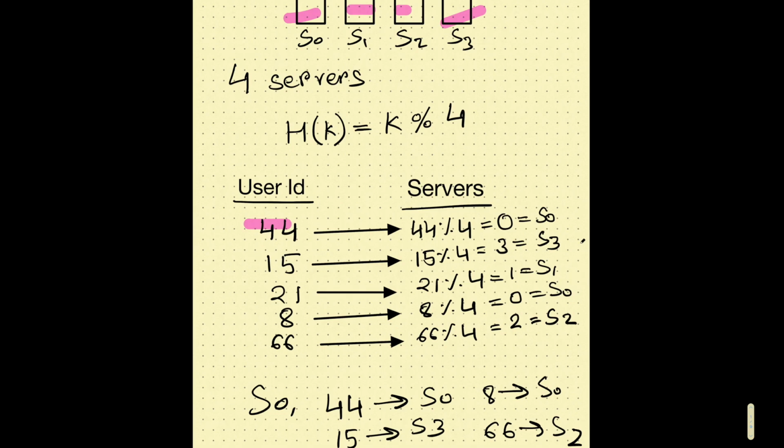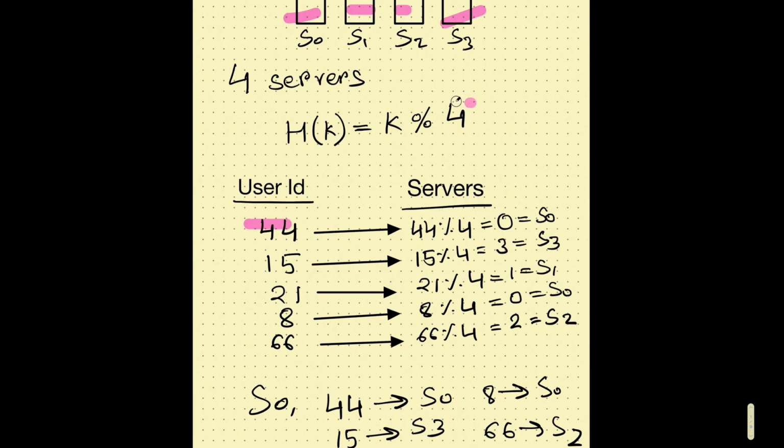Similarly, for 15, you're getting 3. For 21, you're getting 1. For 8, you're getting 0. And for 66, you're getting 2. So as long as the number of machines is not changing, you're always getting the same number through this function.